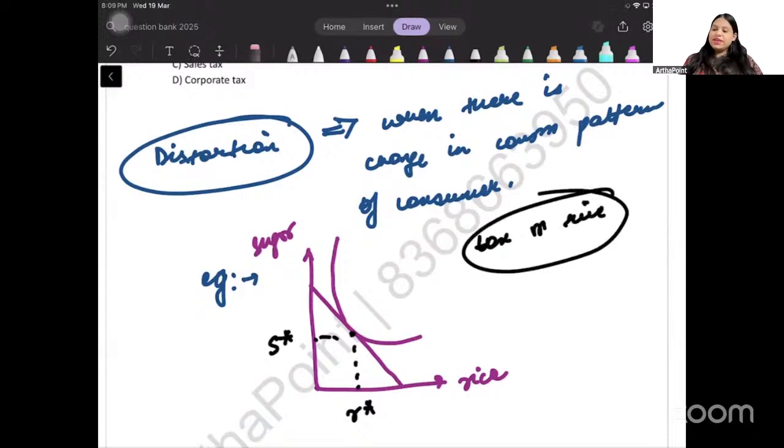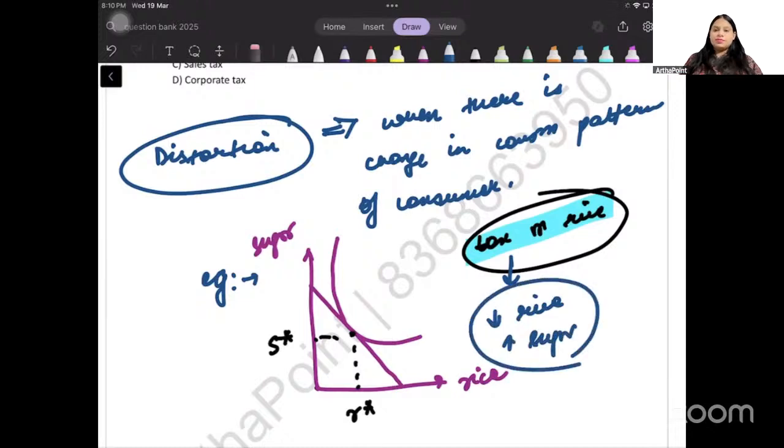और जैसे ही मैंने ये टैक्स लगाया राइस पे, I as a consumer reduce the consumption of rice and increase the consumption of sugar. तो जब मैं अपने कंजम्पशन पैटर्न को चेंज करती हूँ, when I change the consumption pattern as a consumer, that is called as distortionary behavior. It means that taxes are distortionary in nature. They go ahead and they cause distortion. ठीक है, ये इसका मतलब है distortion का.